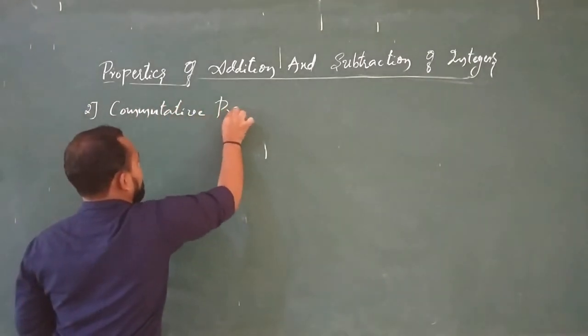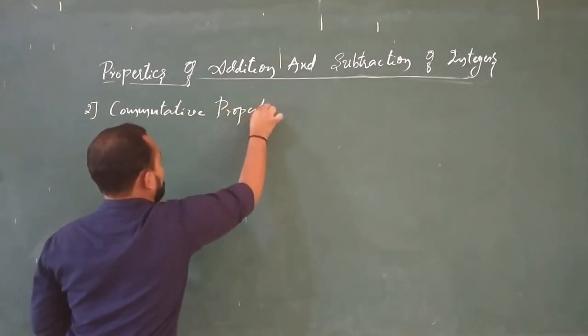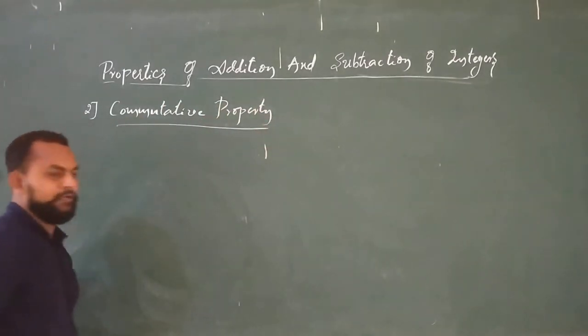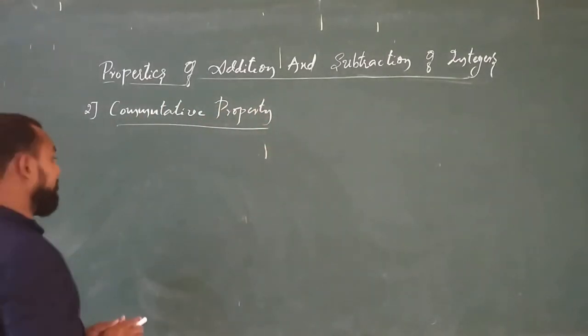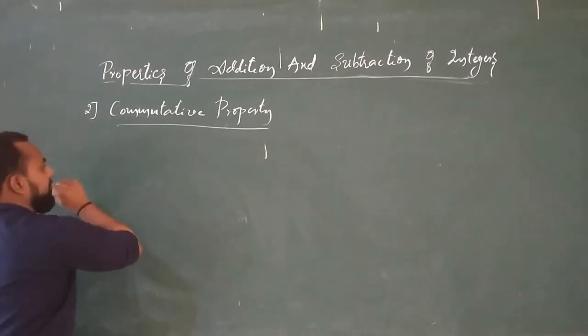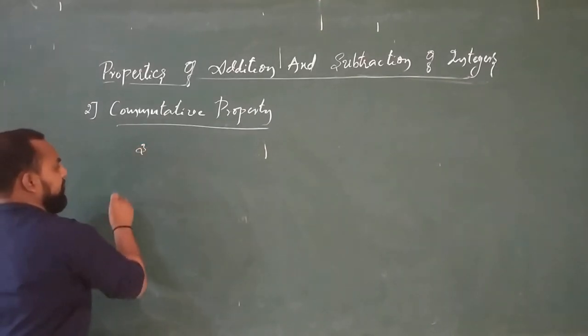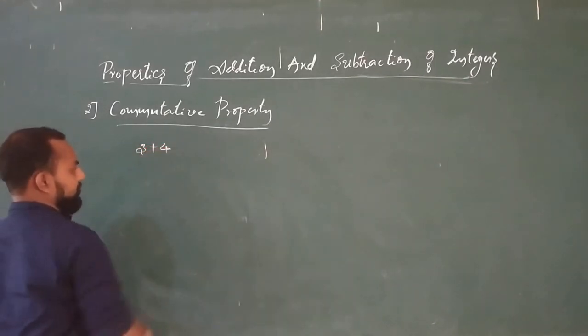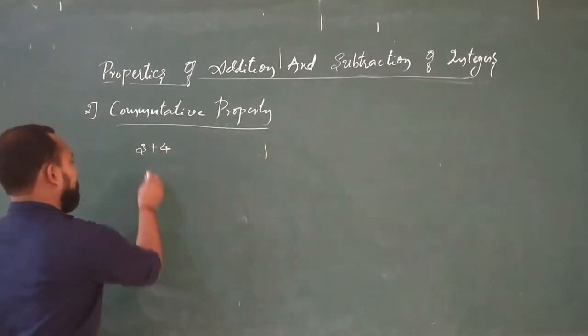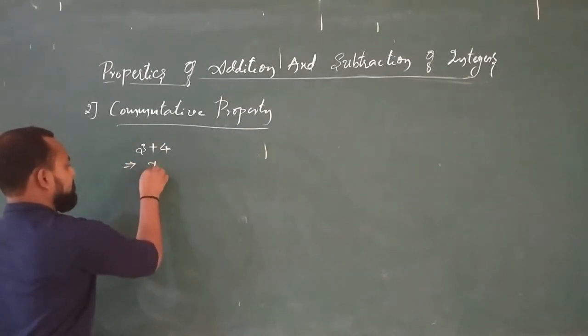The second one is the commutative property. Okay, here take an example, whole numbers: 3 plus 4. Then 3 plus 4 is 7.